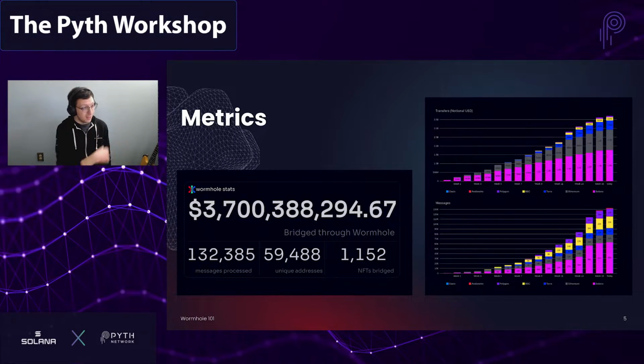Just a few metrics about Wormhole. These stats are from a couple of weeks ago, but a lot of money has been transferred. Almost 4 billion is now bridged through Wormhole. We have a TVL, which is total value locked, of over $1 billion notional. And we've processed hundreds of thousands of messages. Soon we'll see that skyrocket even more as some protocols add message passing and data attestation.